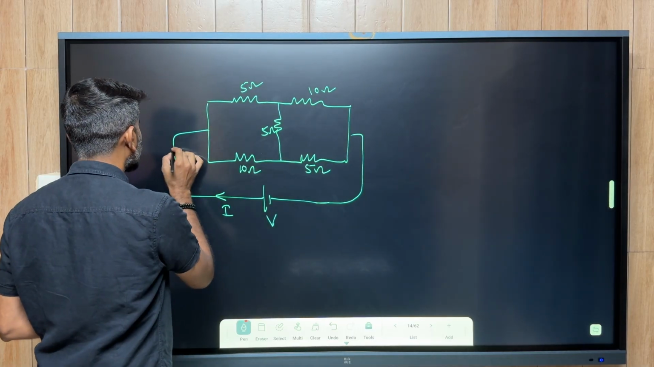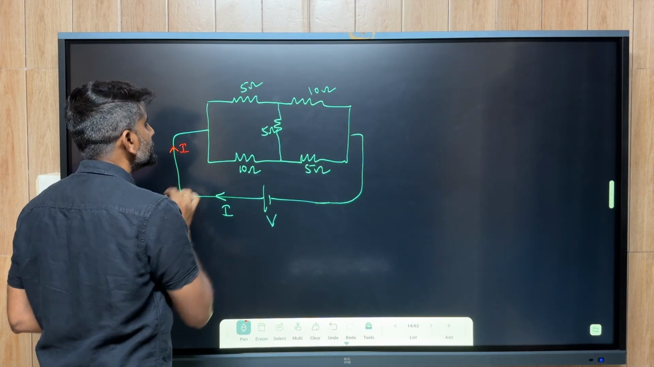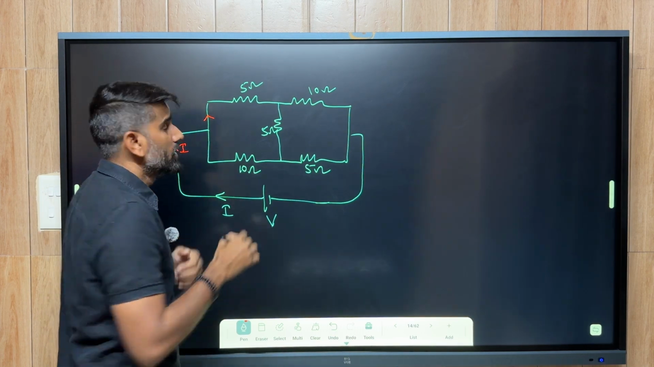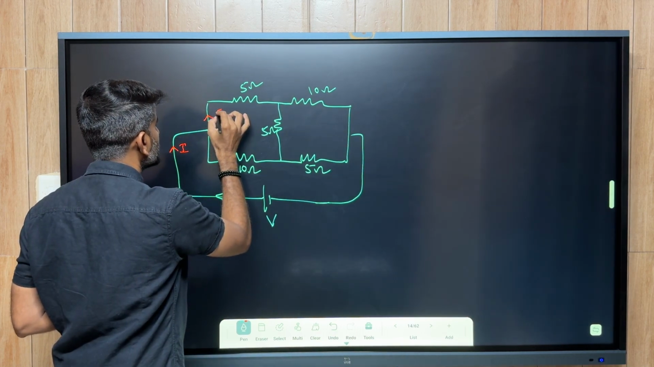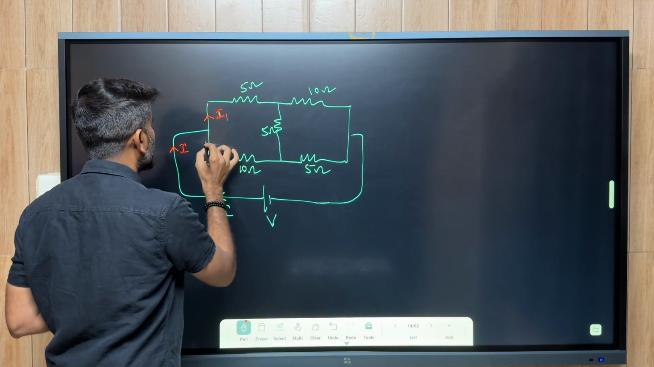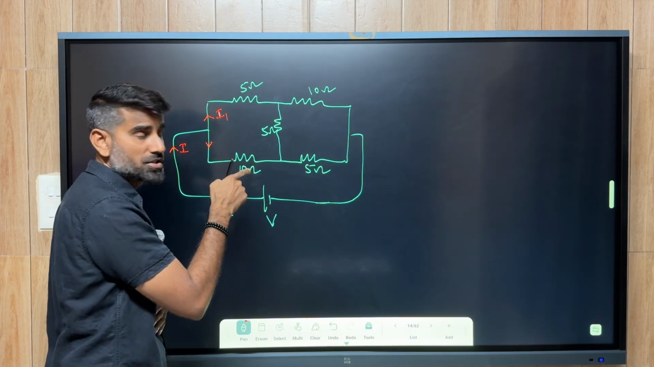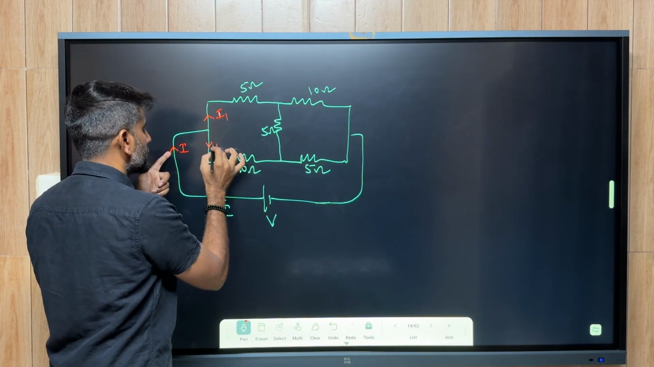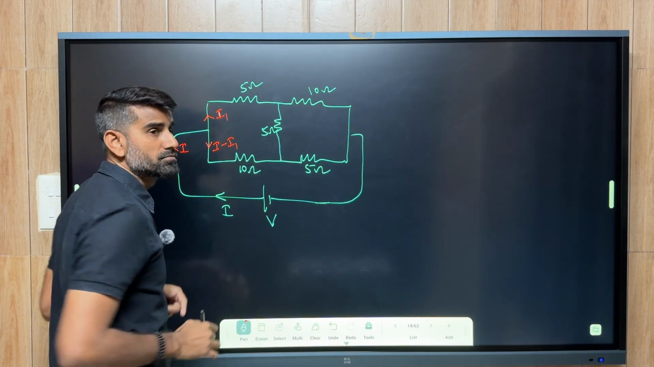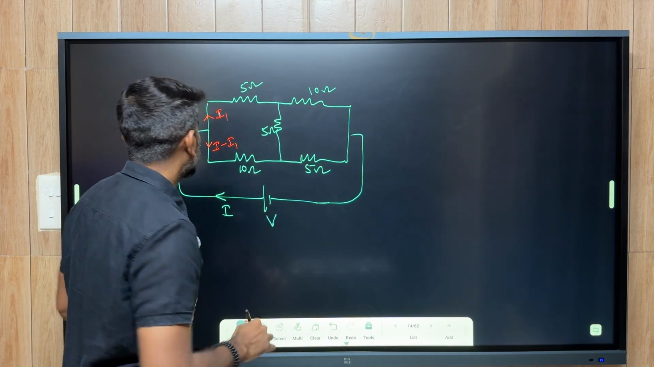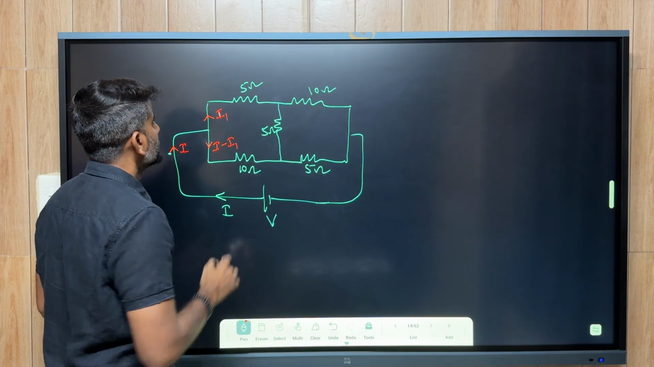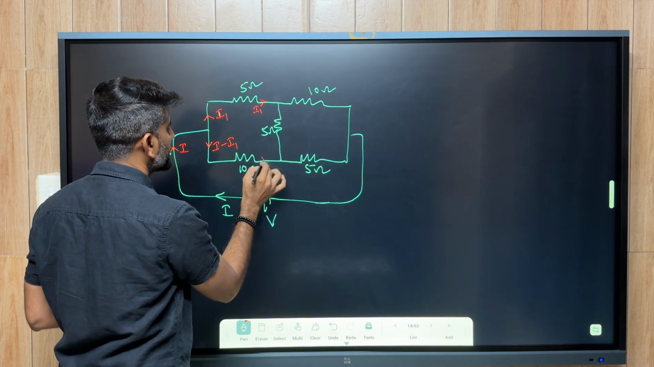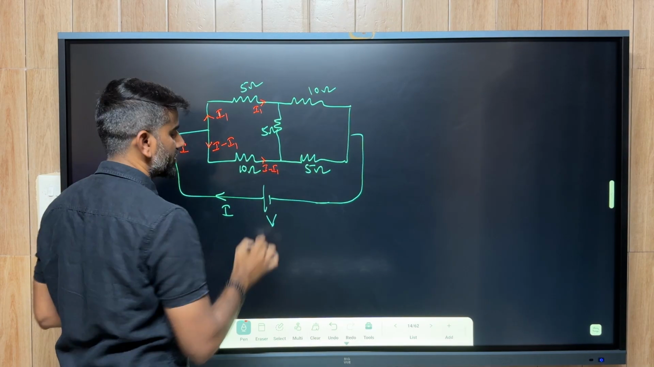Now, as the current coming here is I, this current is being divided into two parts, and here it is I1, and the rest of the current is flowing into this section. As the total current flowing towards the junction is I, and this is I1, the rest of the current will be I minus I1. Now the current flowing towards this junction is I1, and this is I minus I1.